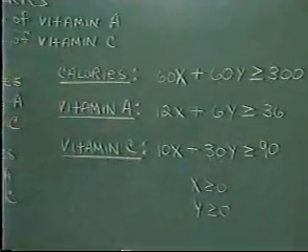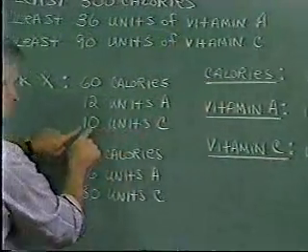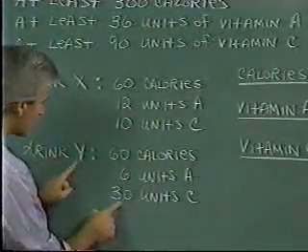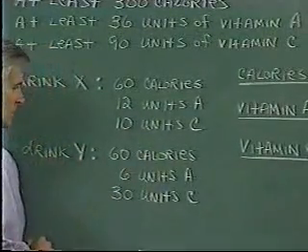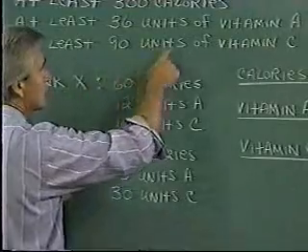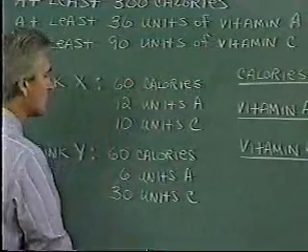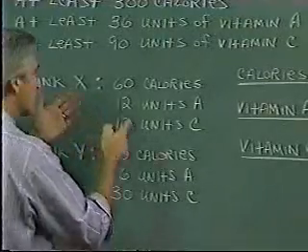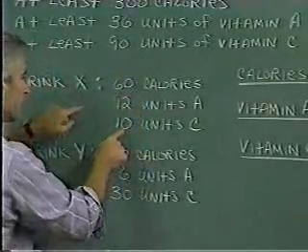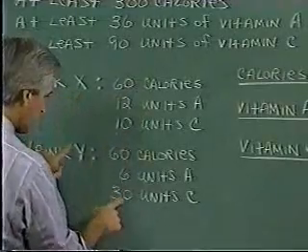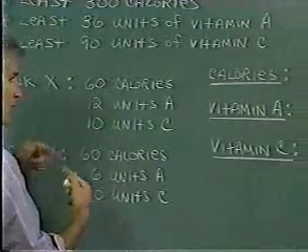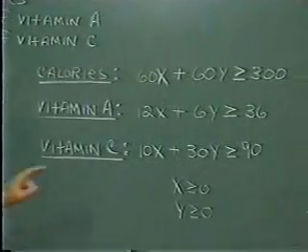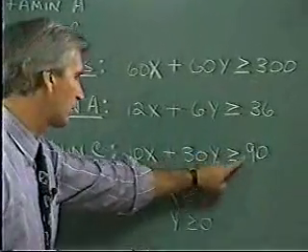What about for vitamin C? We get 10 units of vitamin C in drink X and 30 units of vitamin C in drink Y, and we need at least 90 units of vitamin C. So the inequality that describes the number needed is 10x plus 30y is greater than or equal to 90.